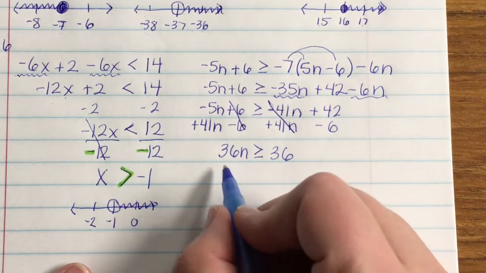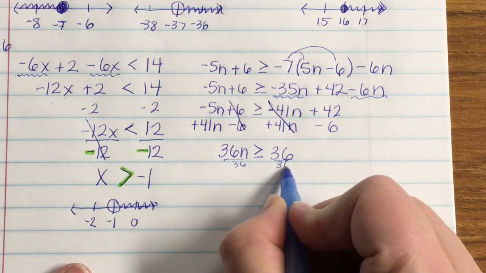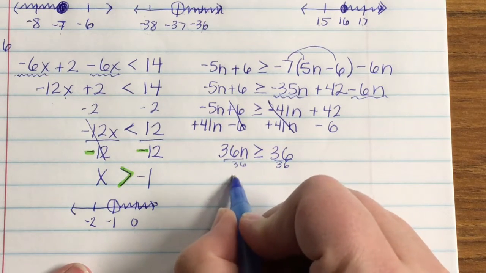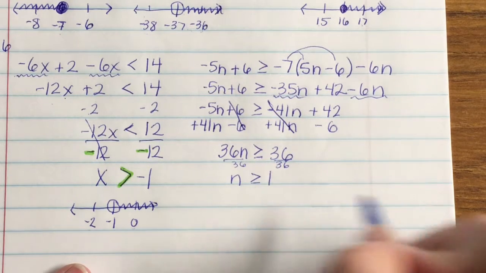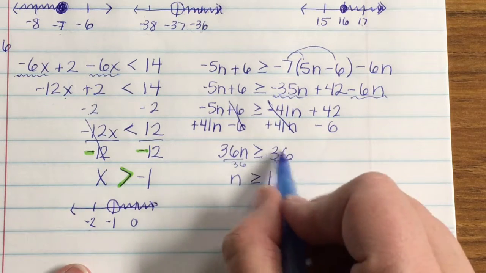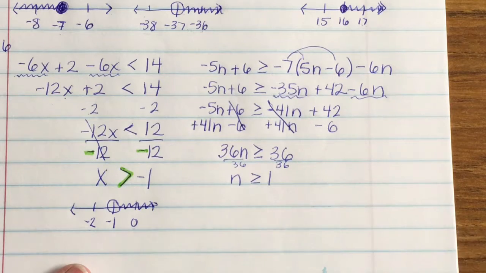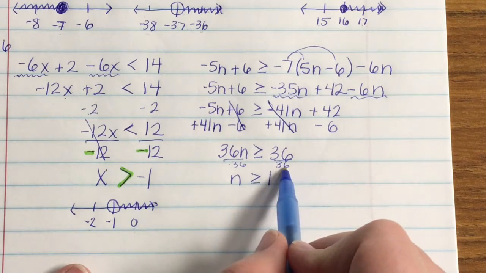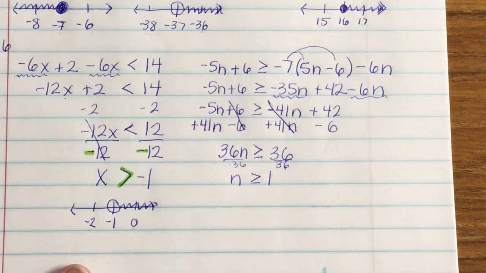Say the last step. You divide by 36, right? Do we need to switch anything? No. So then n is greater than or equal to 1. Wait, why don't we have to switch the sign? Because it was not negative. We divided, but was what we divided by negative? Yeah, you seeing that? So dividing's okay. You don't have to switch it unless what you divide by was negative.